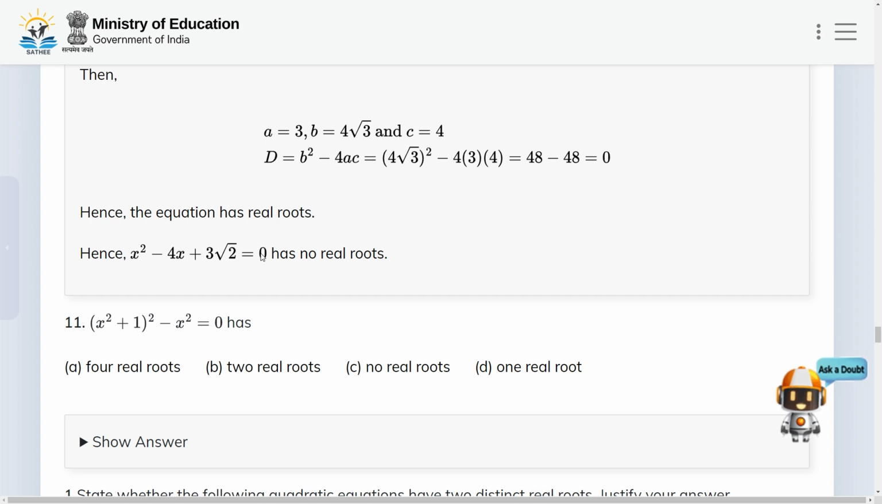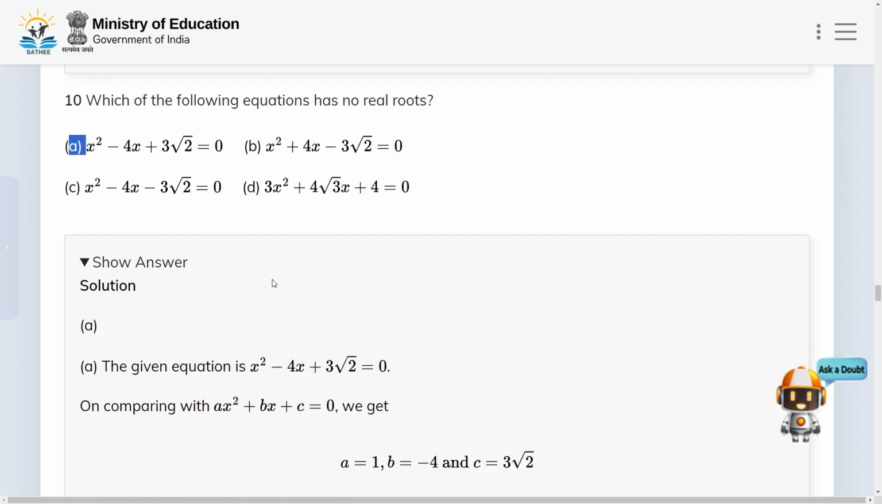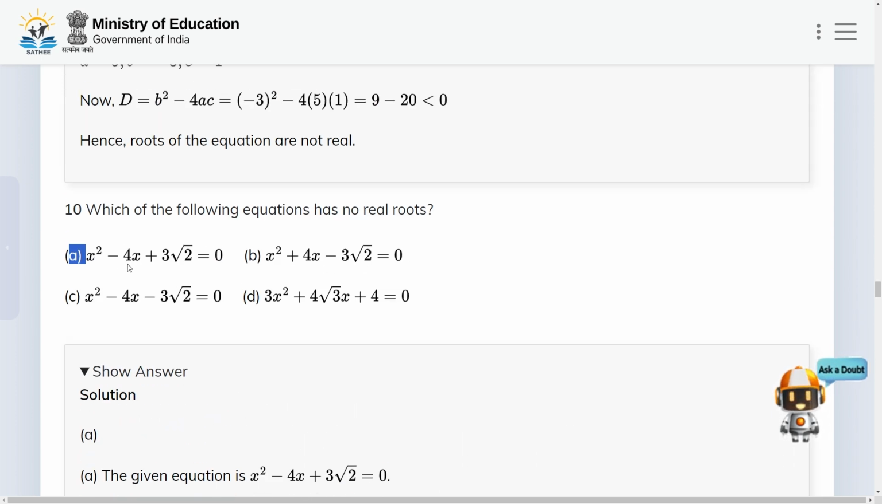has two equal roots. Okay, has real roots. So here only in option number A, this equation x square minus 4x plus 3 times root 2 equals 0 has no real roots. So here option number C is the correct answer.